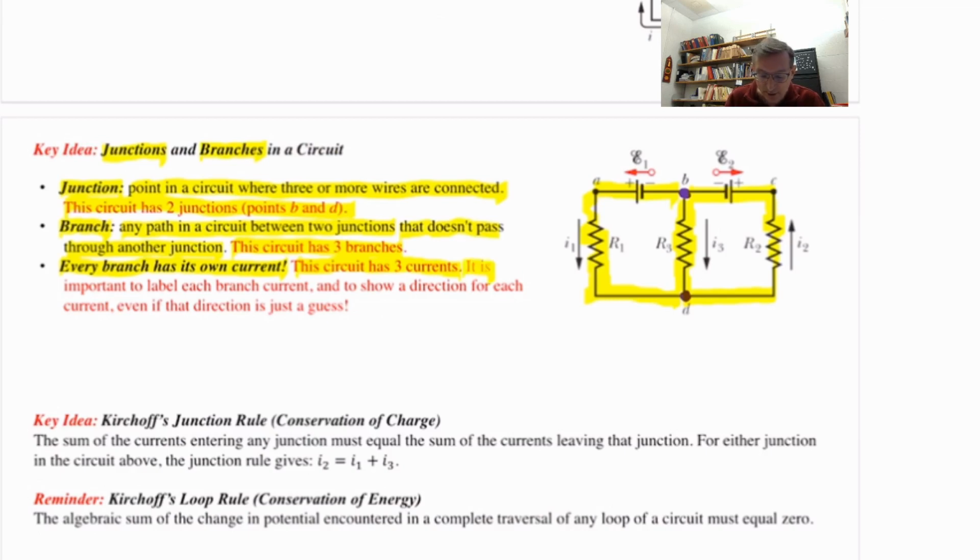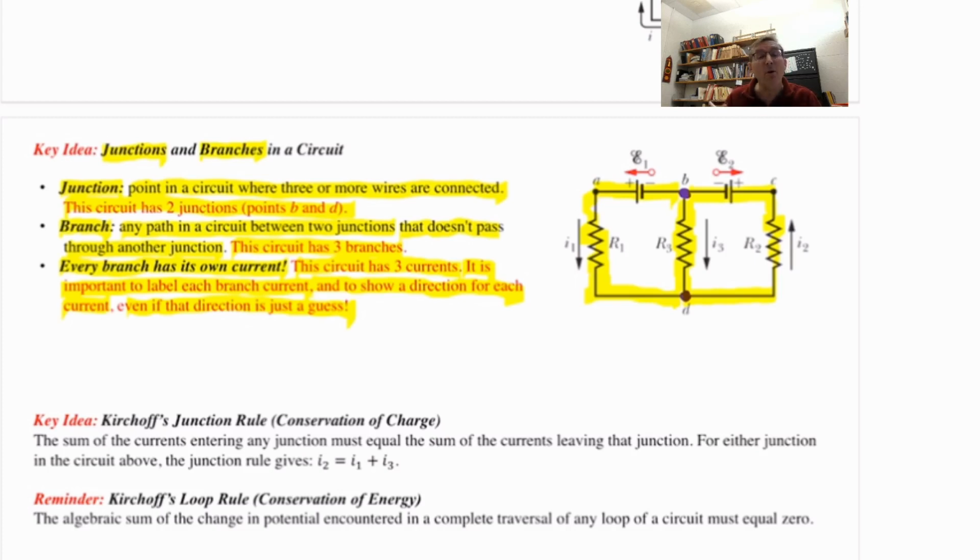And so it is important to label each branch current, just like that diagram did, and to show a direction for each current, just like that diagram did, even if that direction is just a guess, because you might not always know which way the current's flowing in a branch. You might be able to tell, but you might not. But there are only two choices. In some sense, in this case, up or down. So even if it's just a guess, you got to put an arrow in there showing the current and labeling it, and with a direction.